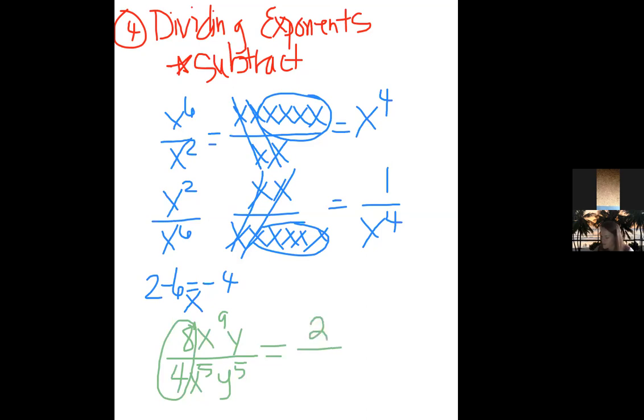Next, I do my x's. So my x's, I'm going to subtract. Remember, it's division. So 9 minus 5 gives me 4. And there's more at the top. There's 9 at the top. So x to the 4th is going to stay at the top.